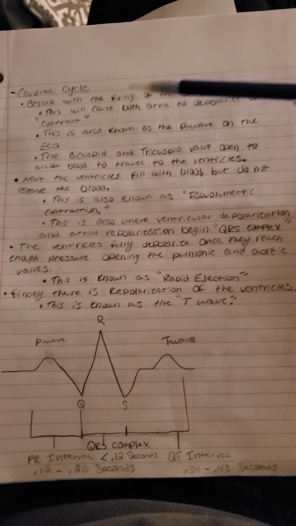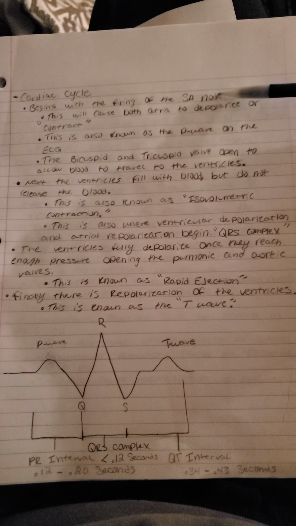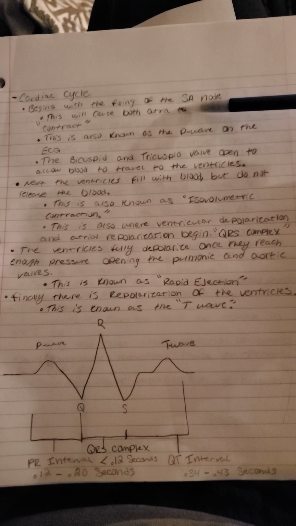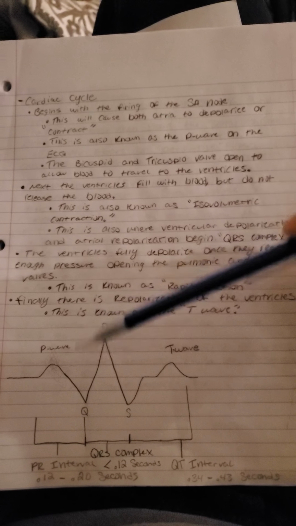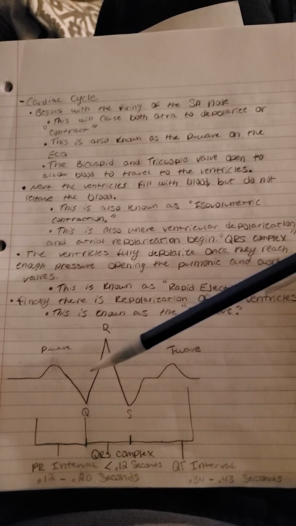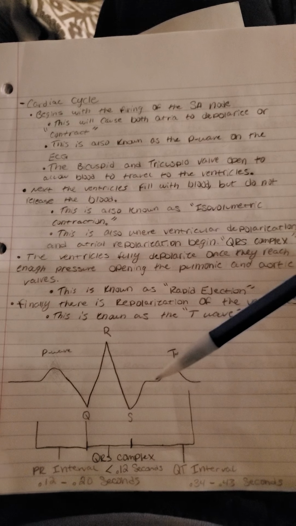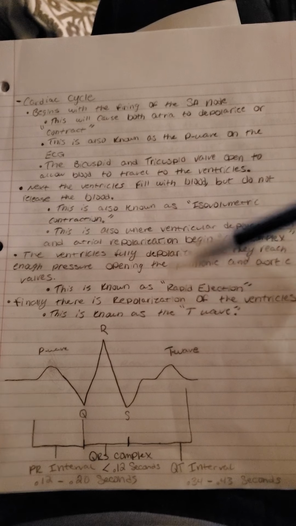So to quickly go through it, it's the SA node firing to start the action sequence. It's both of the atria contracting. And then our QRS is the ventricles contracting and the atria relaxing. And then the ventricles relaxing. And then a reset of that.